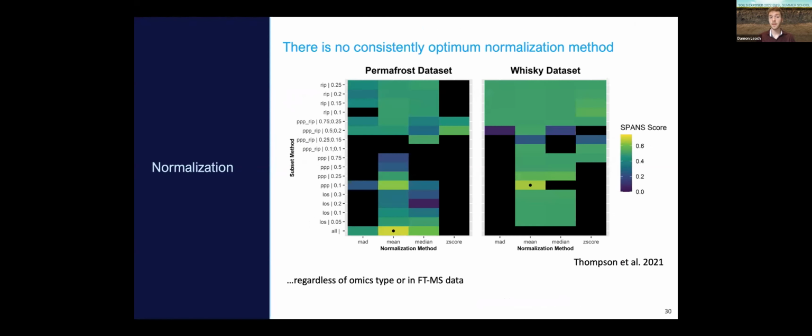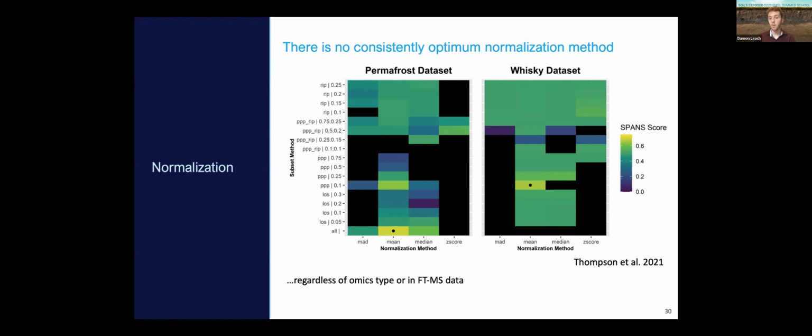And one thing to really reiterate is that there is no consistent optimum normalization method. So for example, in Thompson et al., they looked at a permafrost data set as well as one related to whiskey. And as we see based off these SPANS algorithm outputs, it can really range what's considered the most ideal. For example, with permafrost, it was using the subset function all and the normalization mean, and the mathematical function mean. Or when looking at the whiskey data set, the mean was still the best mathematical function, but PPP at a 0.1 threshold was considered a better subsetting function.